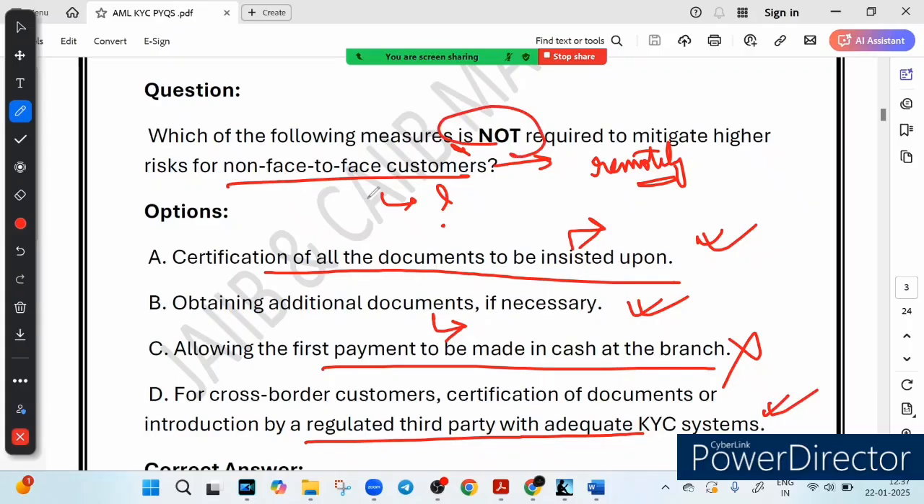So let's recap. First thing, certification of all the documents, essential. Additional documents, sometimes necessary. First payment in cash, no, not allowed. Cross-border customers must be verified by a trusted party, right? Remember, cash payment for non face-to-face customers is like a red flag in banking. Always look for a traceable method, right? I hope this question is clear now.